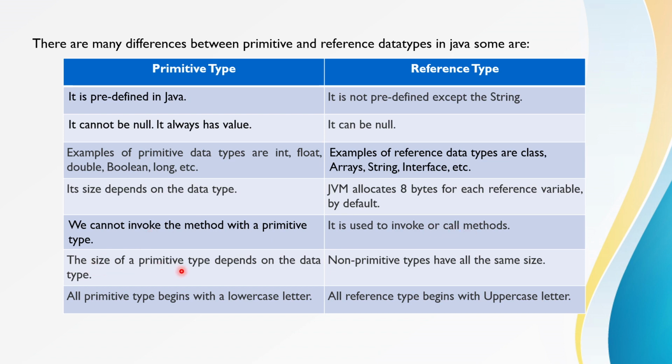The size of the primitive type depends upon the data type. Non-primitive types all have the same size. All primitive types begin with lowercase letters. All non-primitive types begin with uppercase letters. Okay, let us see the next question.